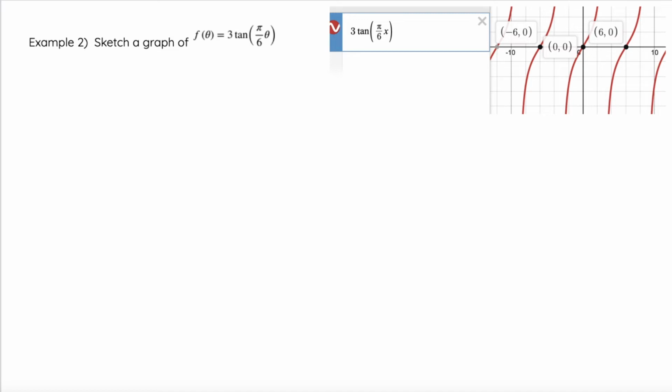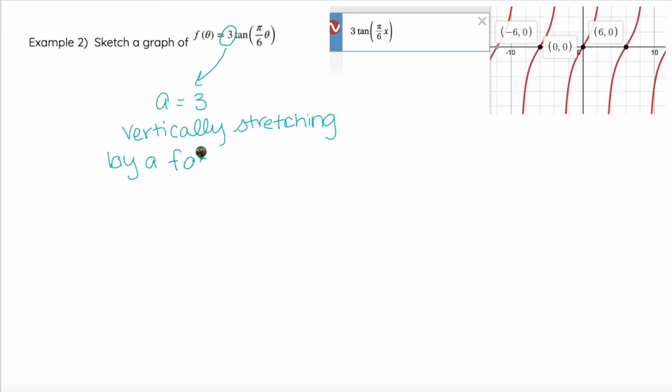So when I look at f of theta equals 3 times tangent of pi over 6 theta, what I know is this: I know that this 3 is our A, and that tells me I'm vertically stretching by a factor of 3. I also know that pi over 6 is my horizontal stretch.